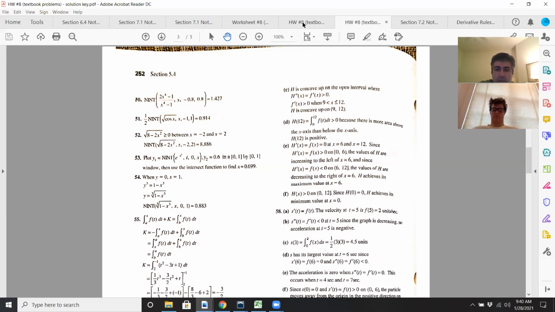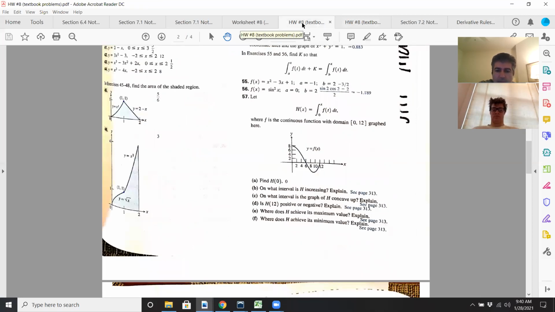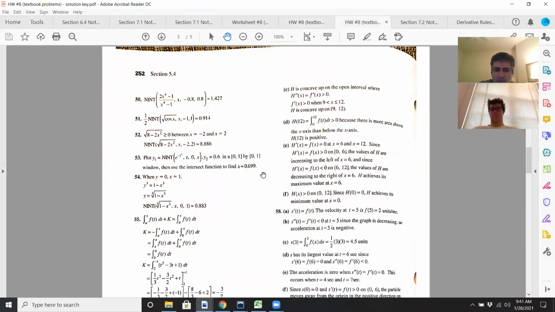That's the explanation there. For E, where does h achieve its maximum value? My guess is it will be at x equals 6 because after 6 you start accumulating negative area. And where does it achieve its minimum value? I would say at 12 because you've accumulated as much negative area as you can over there. So that's just using more of an explanation for intuition more than anything else.